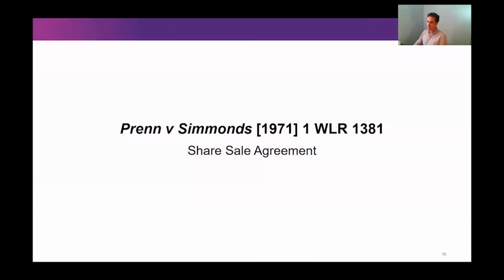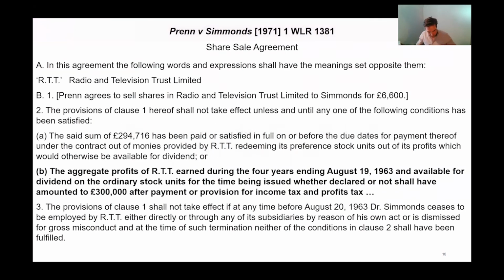The first case is Pren and Simmons, which involved a share sale agreement. And here is the share sale agreement. So what happened in this case is Pren had acquired this company, Radio and Television Trust, to secure the services of Dr. Simmons, who worked for a subsidiary of Radio and Television Trust. Now, Mr. Pren had paid £160,000 in cash to acquire this company, and there was outstanding £294,716 that Mr. Pren had to pay for this company, and he had to pay that over 4 years.